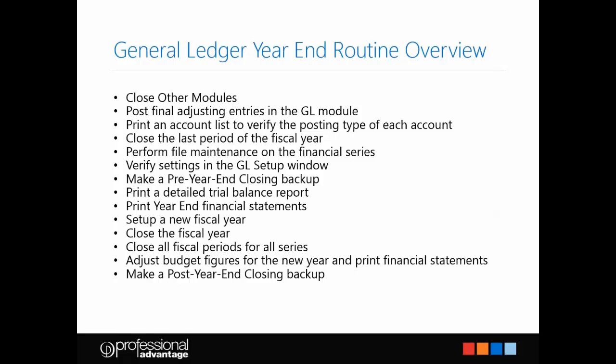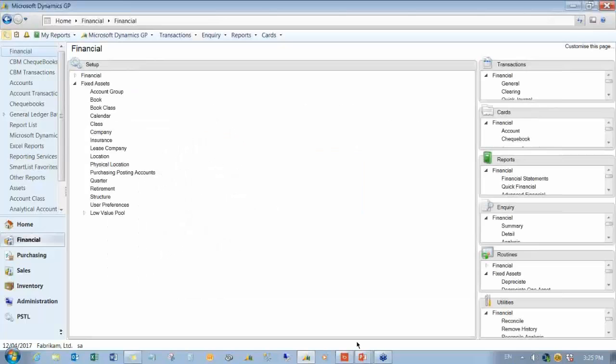Okay, so let's run through a routine overview of the GP general ledger year-end process. The first thing we recommend you do is close other modules. I'll show you what I mean. It's not necessarily that you have to run through the subledger year-end close procedure, but go into the routine area for each sub-module you have. Basically, you need to make sure all the subledger processes are done for the financial year you're trying to close.